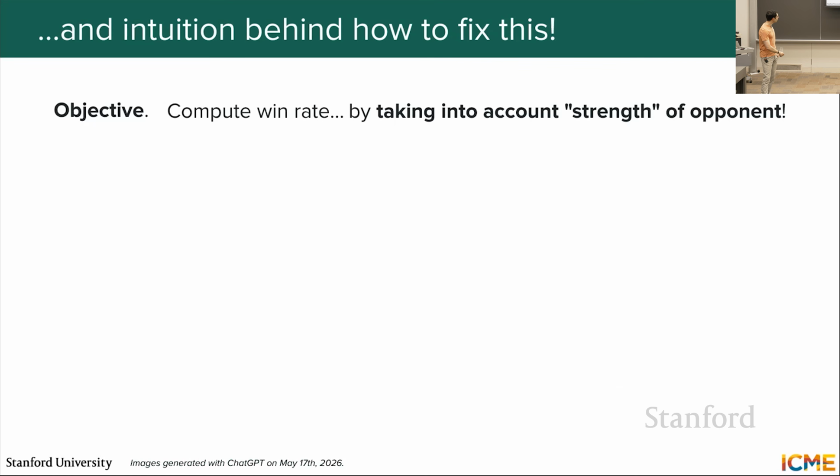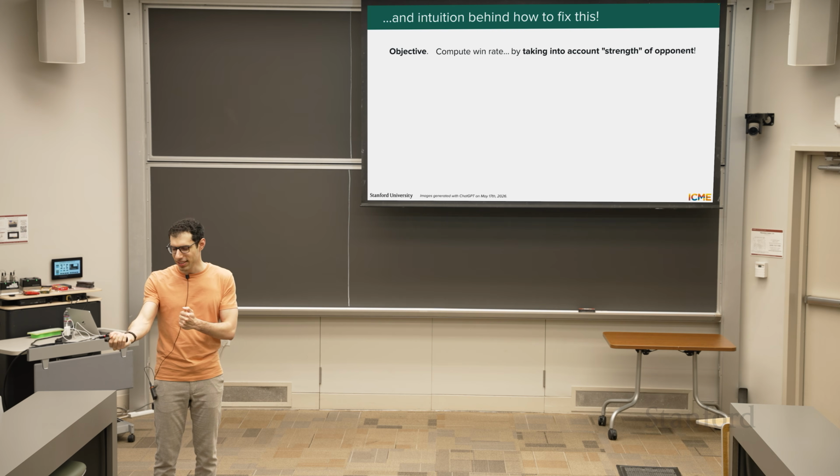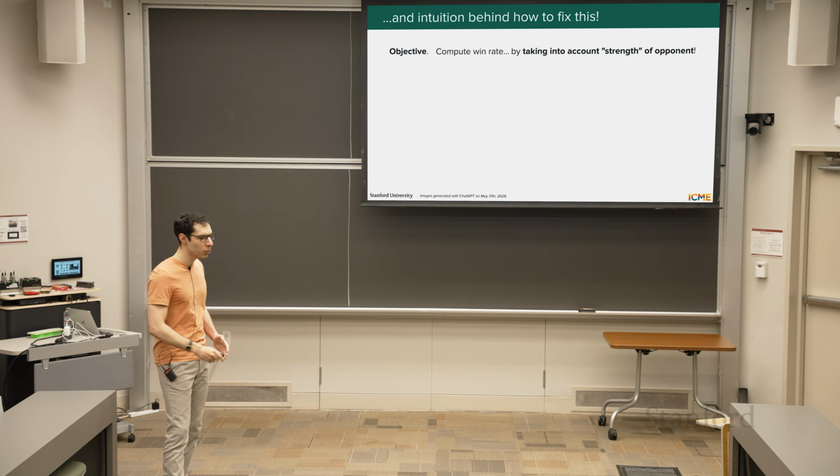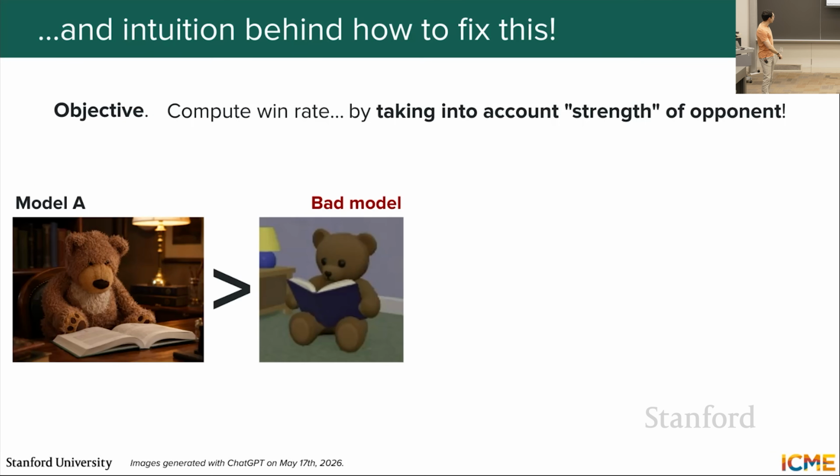So for that reason, something that we can think of is to adjust that win rate metric by taking into consideration how strong your opponent is within the metric. So how do we want to do that? Well, before we go into exactly how we do that, I just want to illustrate the point I mentioned.